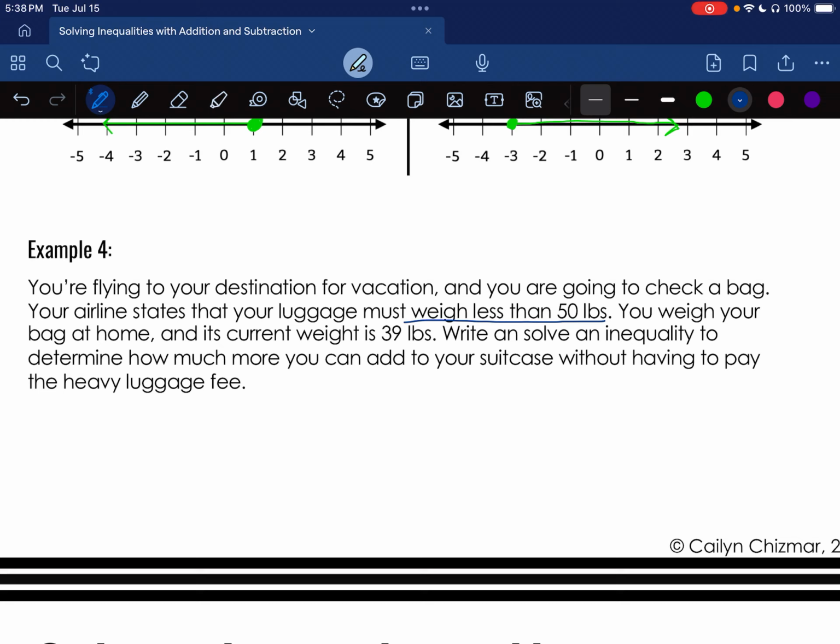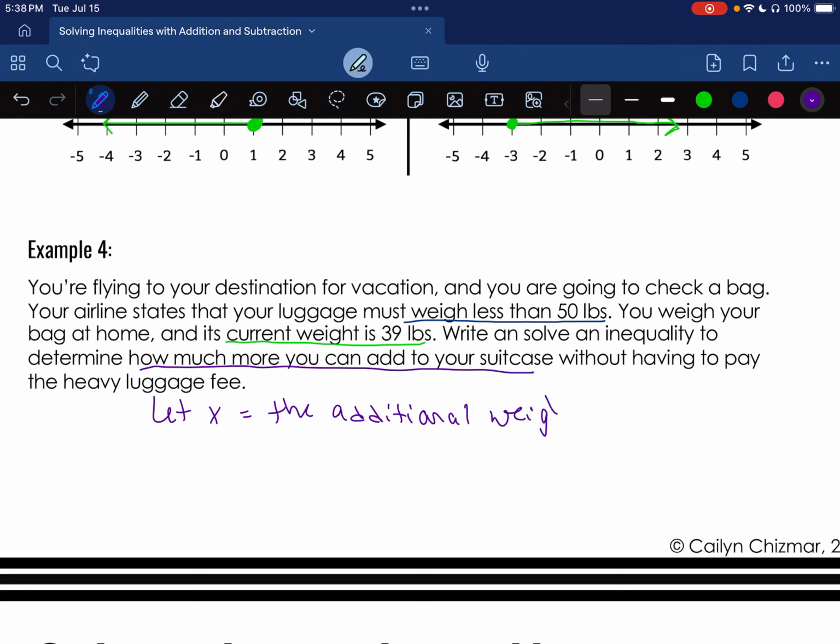You weigh your bag at home, and its current weight is 39 pounds. So far, doing great on packing. Let's write and solve an inequality to determine how much more you can add to your suitcase without having to pay an additional fee. So let's say let x be equal to the additional weight in pounds.